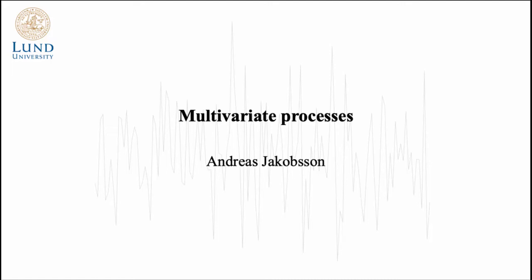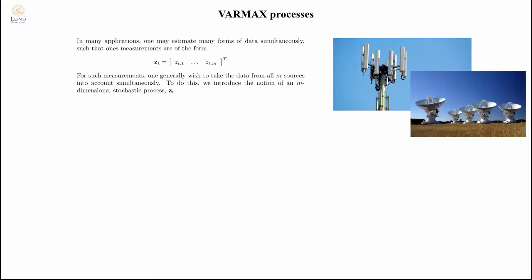This lecture is about multivariate processes. In many applications, you measure several data sources simultaneously. For instance, in radio astronomy, you measure using different radio telescopes from different locations so that you can get a high-quality image of the sky.